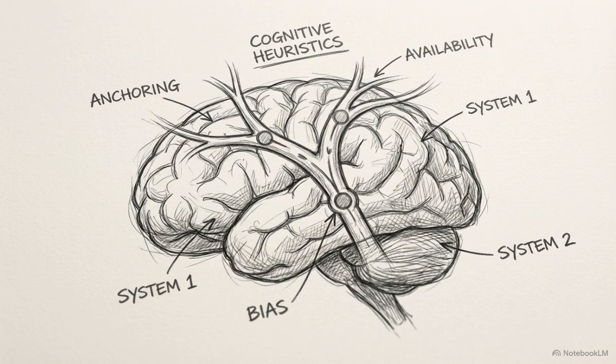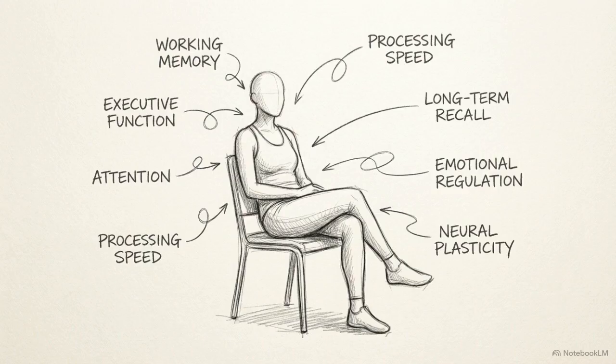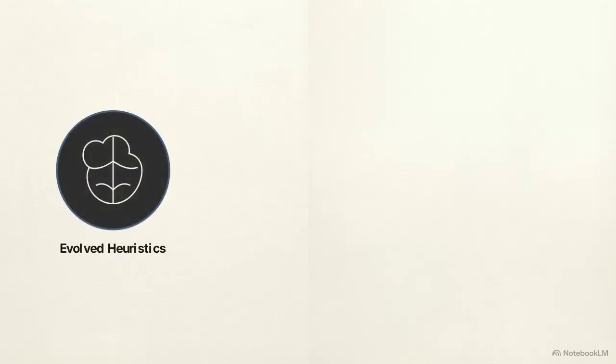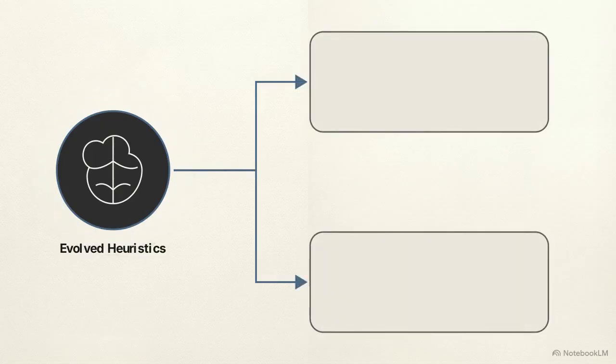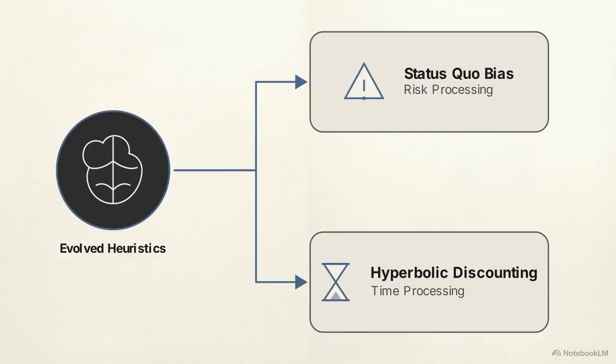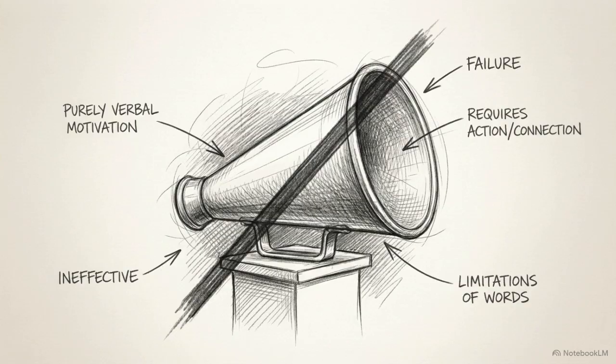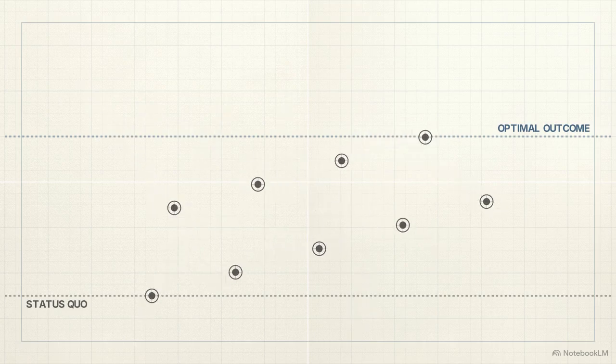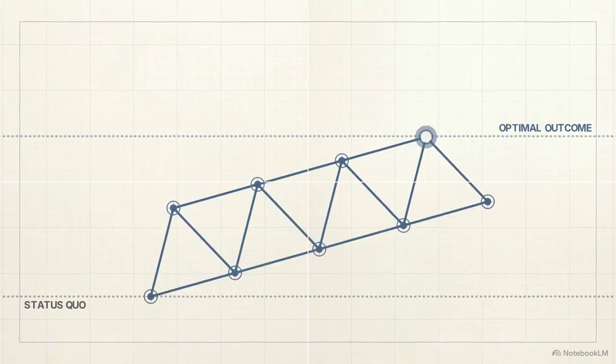These non-compliant patients are operating as neurologically normal individuals. Their inaction is not a motivational bug. It is the highly predictable outcome of two evolutionary cognitive heuristics that dictate exactly how human beings process risk and time. Overcoming this friction doesn't require a better motivational speech. It requires you, the practitioner, to design better decision architecture.